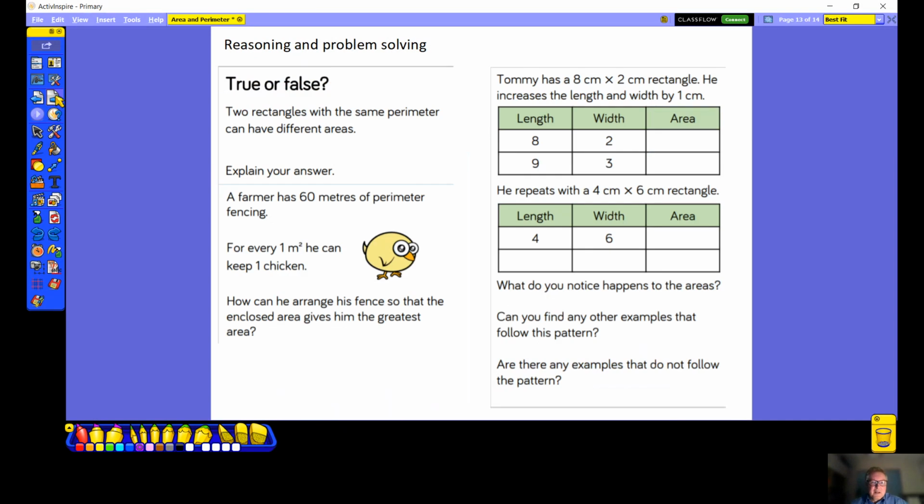Okay. Some of you, I'm hoping, particularly started on step 2, and it was all rather straightforward. Here's some reasoning and problem solving. So there's one question here, one question there. Okay.